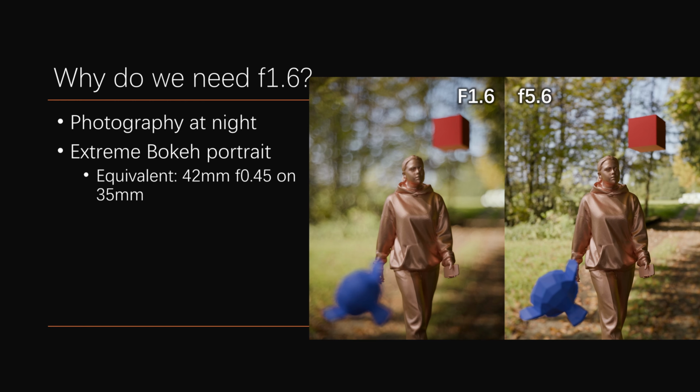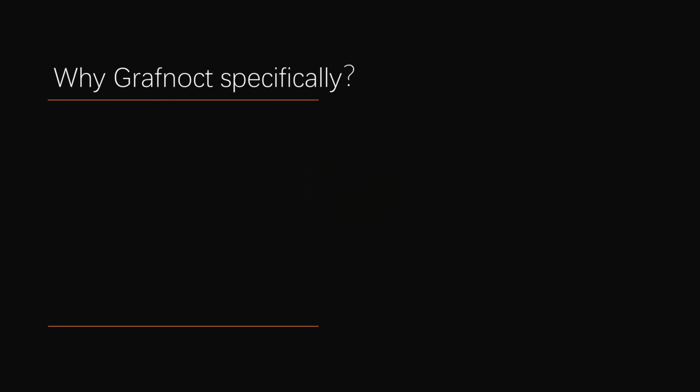Or you might like to have some very extreme bokeh or depth of field. A 150mm f1.6 lens will be equivalent to a 42mm f0.45 on 35mm cameras. So here are two pictures from the Grafnoct lens at f1.6 and f5.6. You can see that compared to a regular large format lens, f1.6 gives much more bokeh and a very dreamy look. And in general, having a larger aperture will give you some new possibilities.